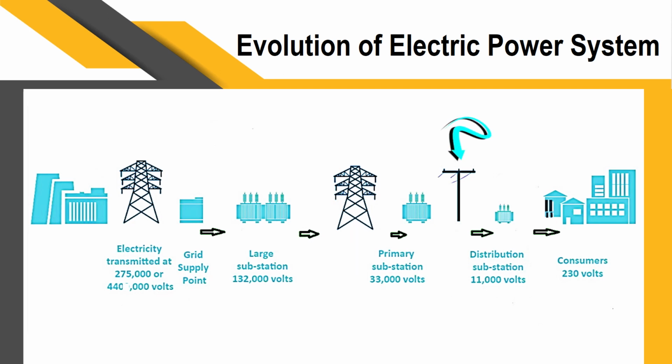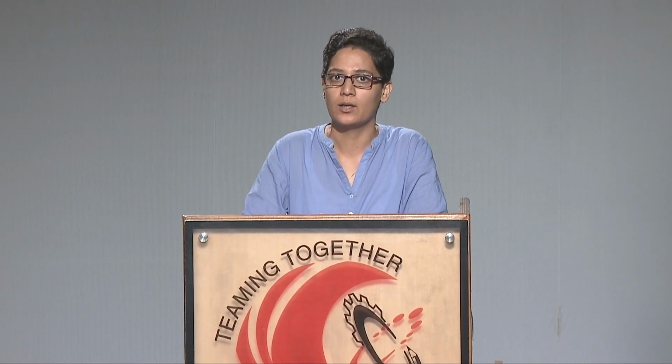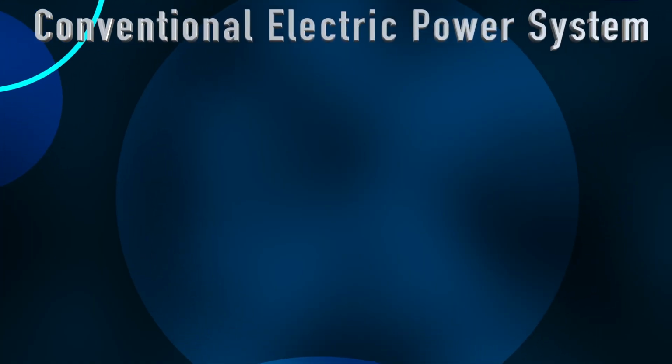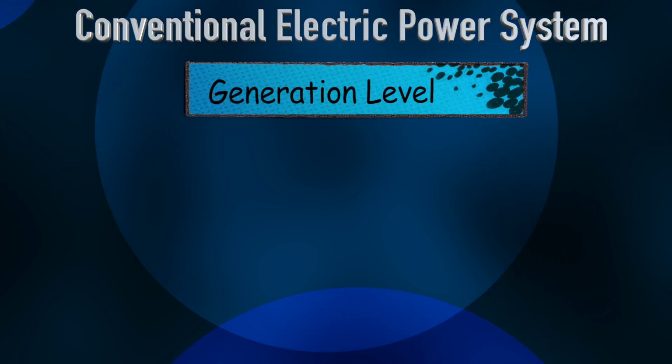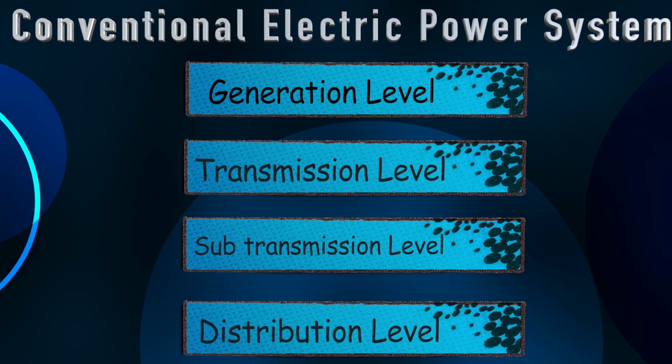From there on, we finally have our distribution network, and this is where the end users or consumers, which are residential in nature, are. So we have the voltage level of 440 volts or 230 volts. So this is the conventional electric power system. As far as its categories are concerned, we can categorize the whole of this conventional power system mainly into generation level, transmission level, sub-transmission level and the distribution level.